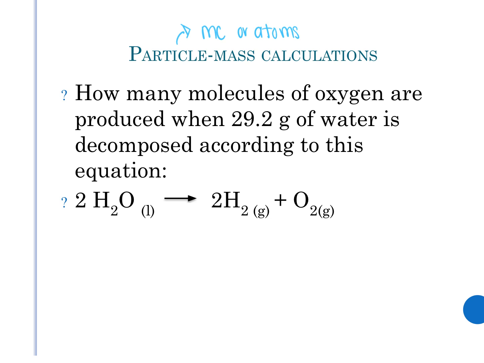So go ahead and write down the balanced equation. Okay, and then what's the number given to us? 29.2. Okay, 29.2 grams of water. And then what are we solving for? Okay, so I'm going to do a question mark under oxygen, and then I'm just going to say MC for molecules.